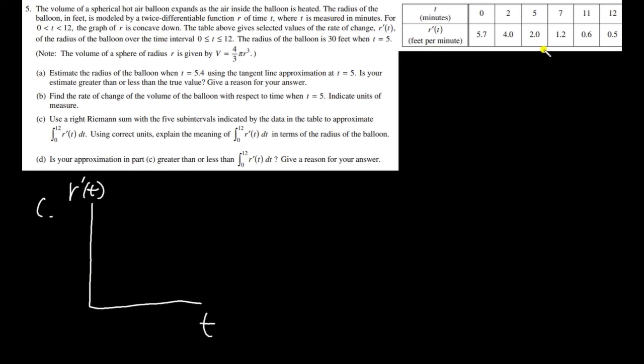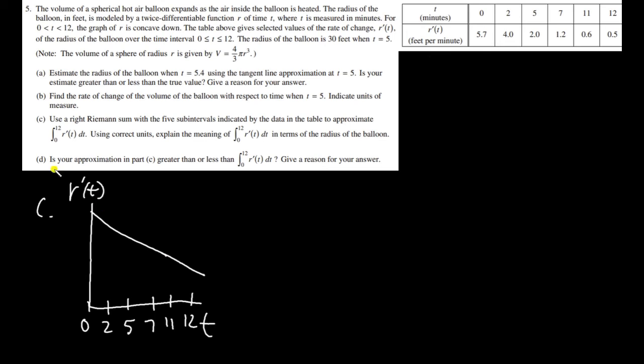Okay, and then from our table, it looks like we have 5.7, 4, 2, 1.2, 0.6, and 0.5 as t goes up. So I'm going to assume it looks something like that. Sure, not perfect, but it's good enough. Okay, now let me mark the t values. This is 0, this is 2, this is 5, this is 7, this is 11, and this is 12, right?